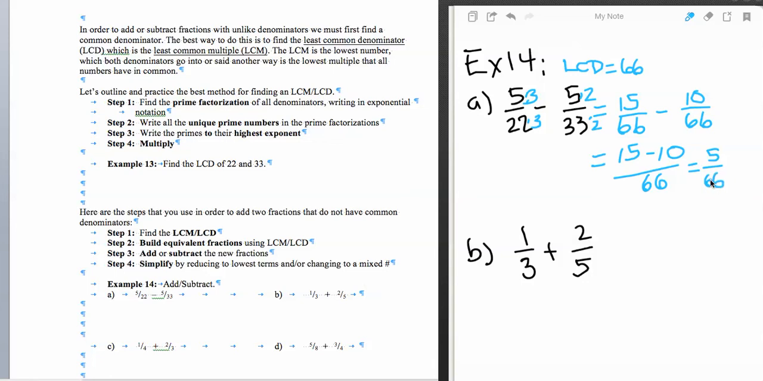And then I'm to the point where I need to see if it will reduce. 5 is a prime number. It is not a factor of 66, and therefore we know that there's no reduction. So that's our whole process.